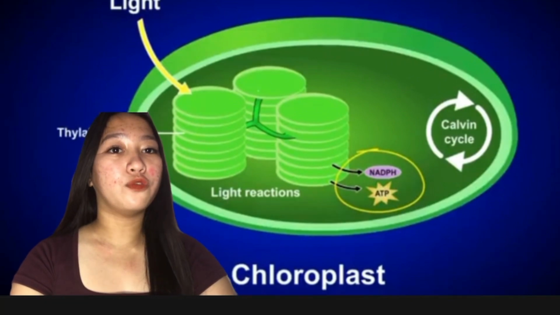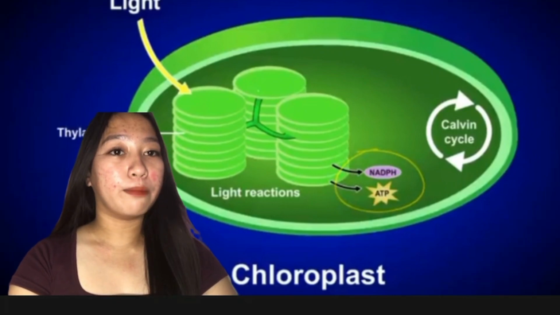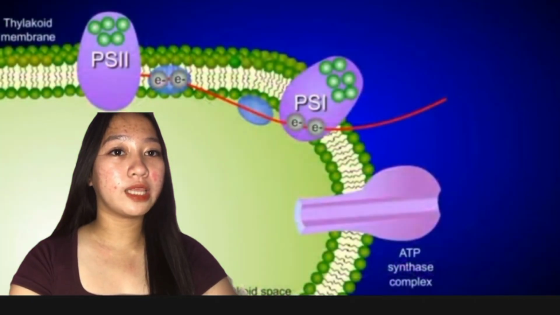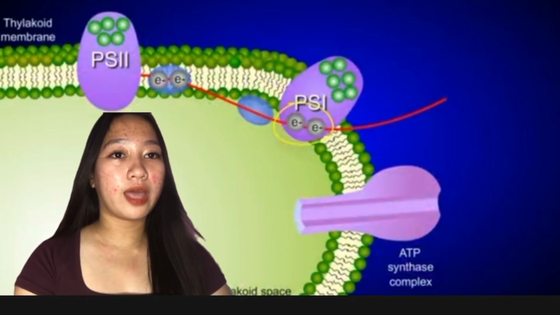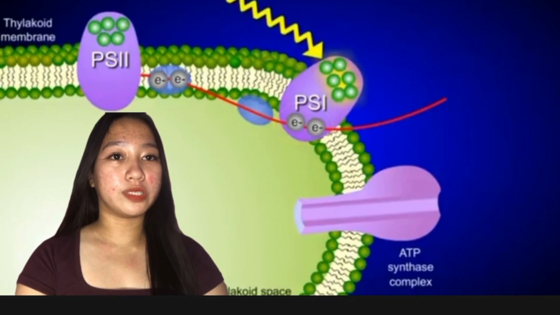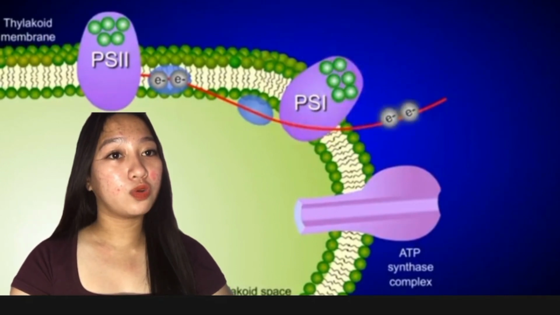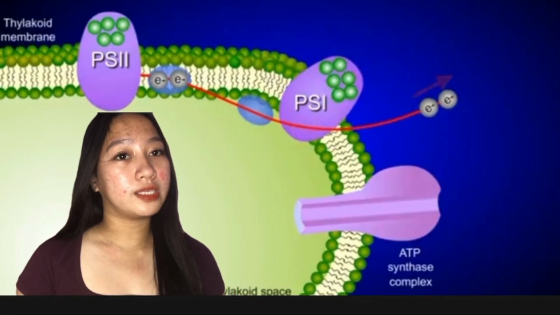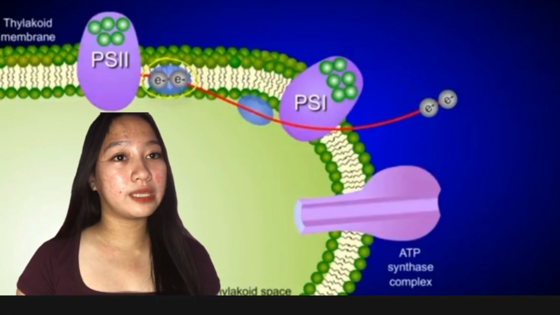Let's zoom back out for a moment and return to our chloroplast. Remember, from the beginning of this presentation, the light reactions produce both ATP and NADPH. We've just seen how ATP is produced, but what about NADPH? Let's zoom back in for a closer look. Notice these electrons over here, where we left them at photosystem 1.